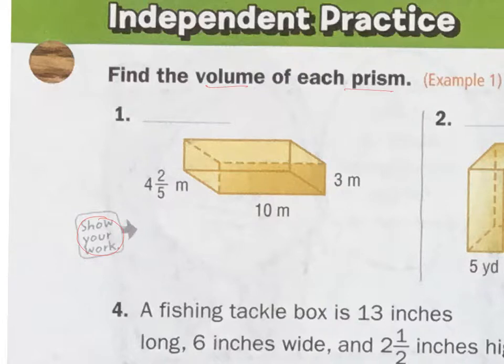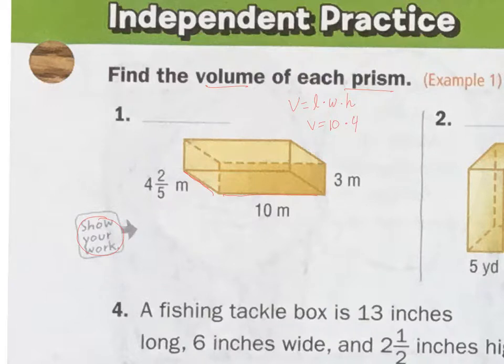The volume of a rectangular prism, volume equals length times width times height. Okay, so I wrote it down. Now I'm going to replace some things. I don't know the volume, so the V has to stay there. The length is right here, 10, times the width is right here.